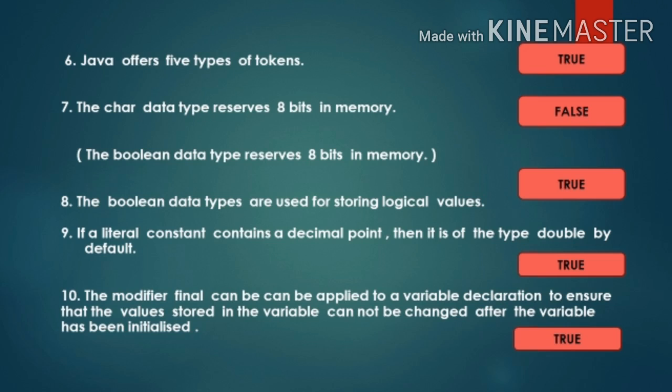Question number 10. The modifier final can be applied to a variable declaration to ensure that the value stored in the variable cannot be changed after the variable has been initialized. The statement is true.